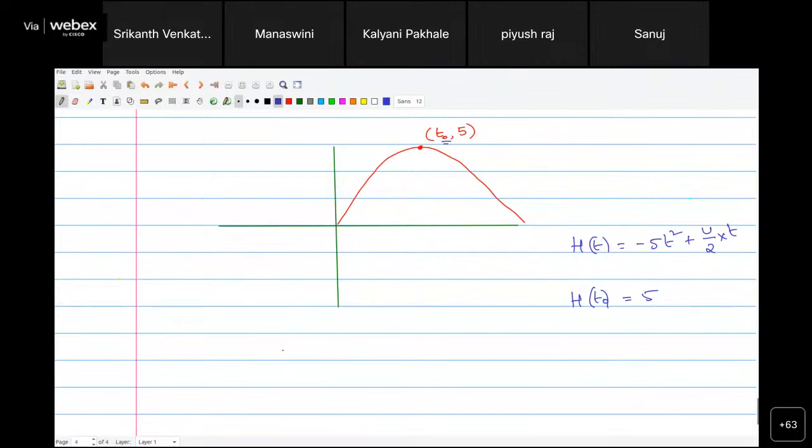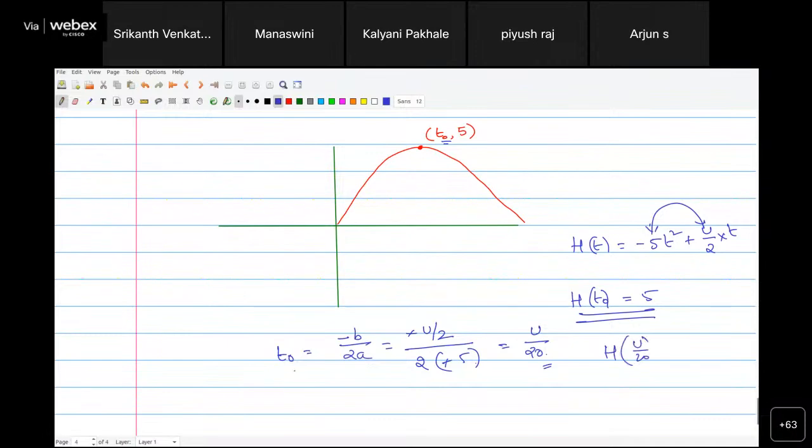And t naught we can also write in terms of this. So what is t naught basically? It is the x coordinate of the vertex point, which is minus b by 2a. So what is b? b is u by 2, so minus b is minus u by 2, divided by 2 times a, which is minus 5. From here we will get u by 20. So u by 20 is t naught, and h of t naught is 5. That means h of u by 20 is 5.